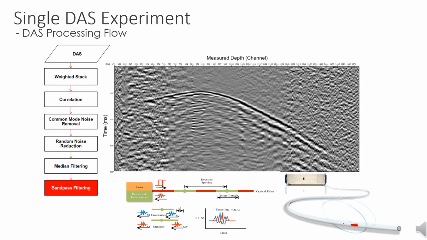There are three major sources of optical noise typically observed on the DAS data: vertical noise, common mode noise or horizontal noise, and drifting low frequency strain. We remove the noise and convert the DAS strain data to particle motion seismic before FWI.